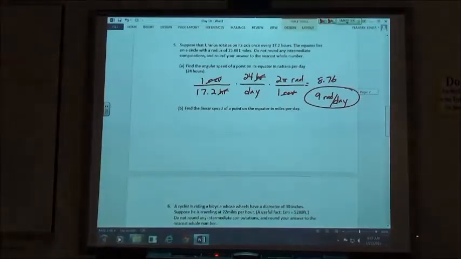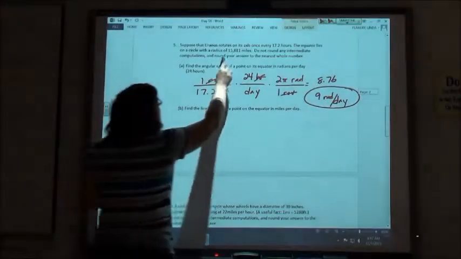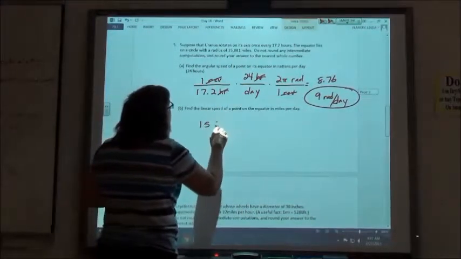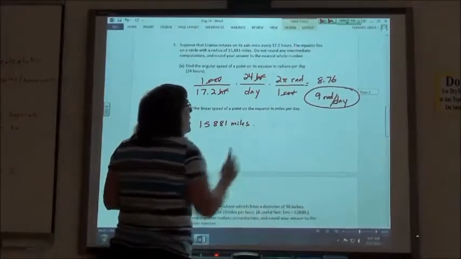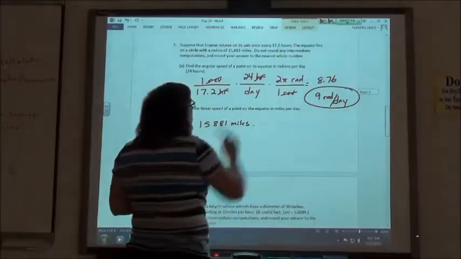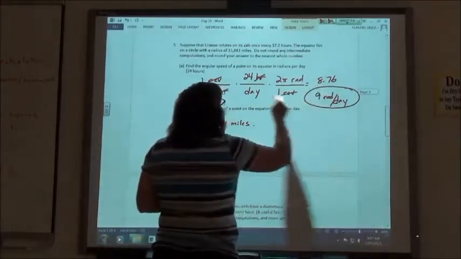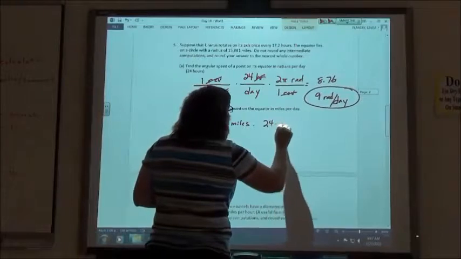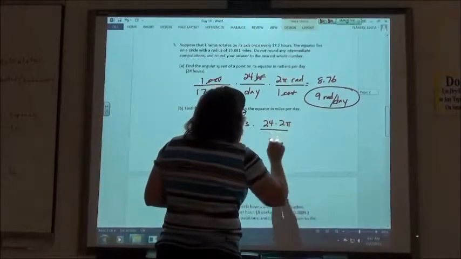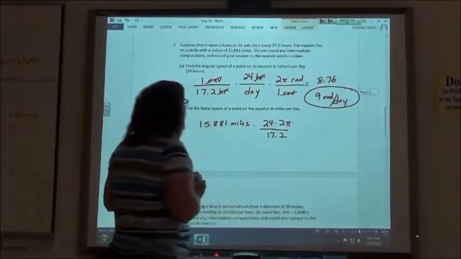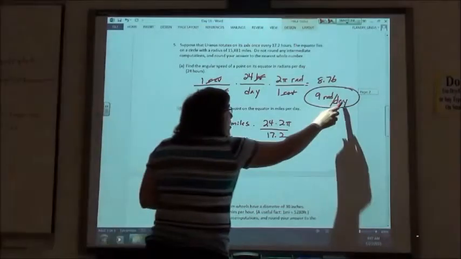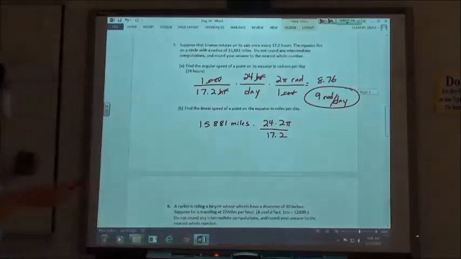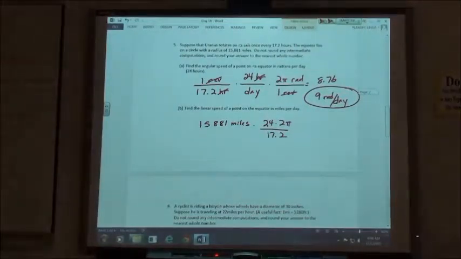Then we want to find the linear speed. We know that for the linear speed, we're going to take the radius. The radius is 15,881 miles times our angular speed. But again, we want to be careful that we don't use the rounded off value. So I'm going to use the 24 times the 2 pi divided by the 17.2. And that's radians per day. We want miles per day, so we've got the right units.